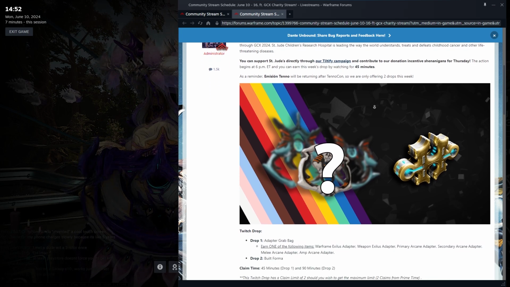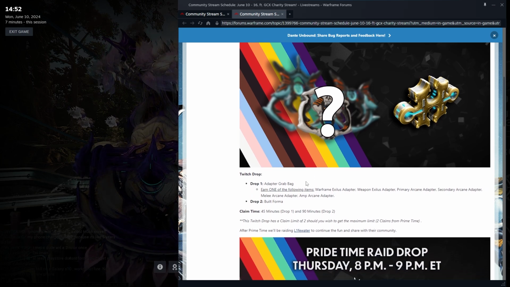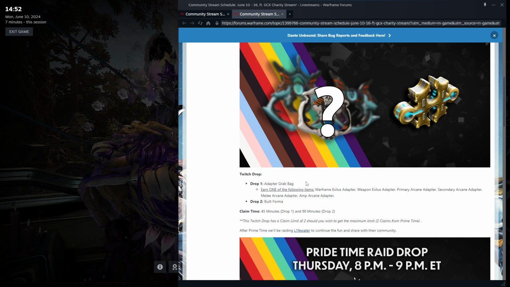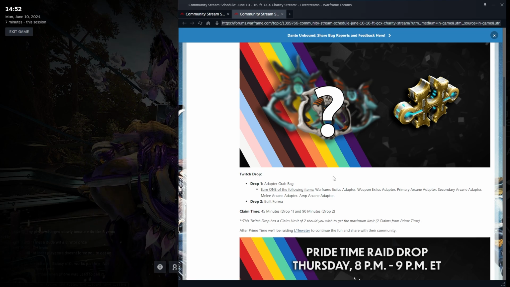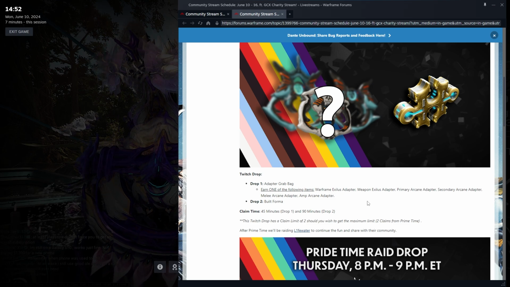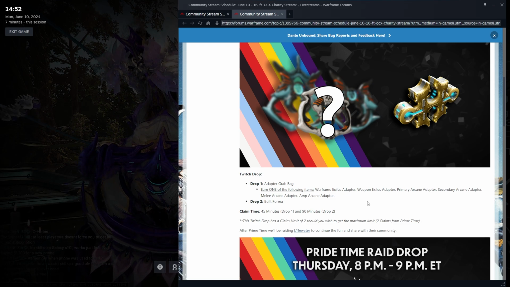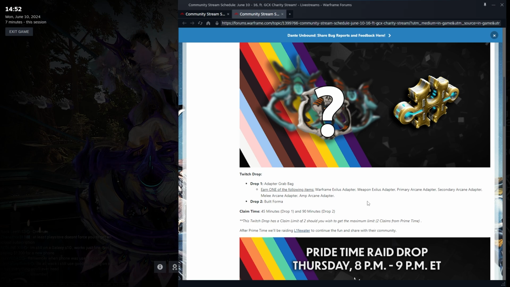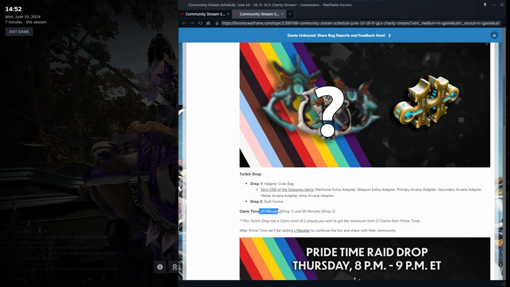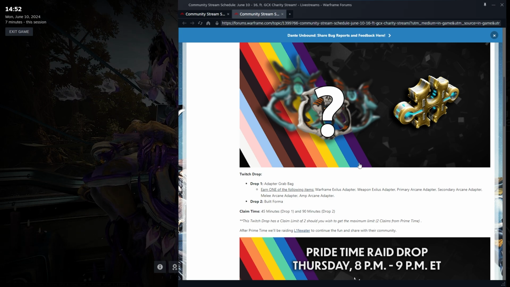They're offering two stream drops this week, essentially Arcane adapters and Forma. It is an Arcane adapter grab bag, so you can get one of the following at random: Exilus adapter for weapon and Warframe, primary Arcane adapter, secondary Arcane adapter, melee Arcane adapter, and amp Arcane adapter. And then the second drop is Forma. So you have to watch on Twitch for 45 minutes, claim drop one, then another 45 minutes, 90 minutes total, to claim drop two.